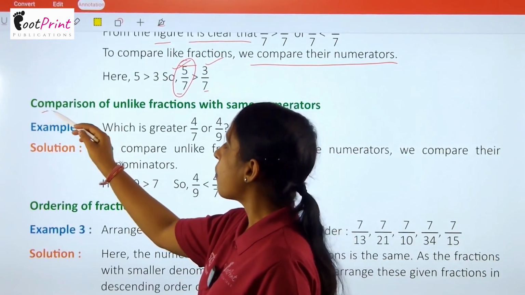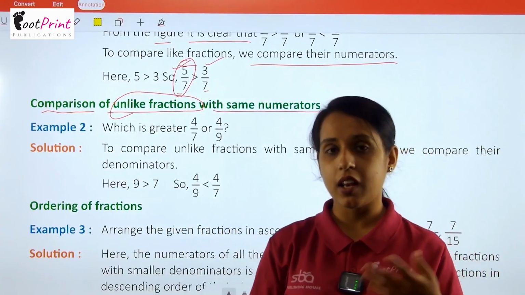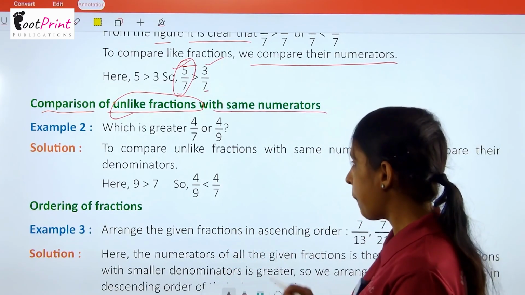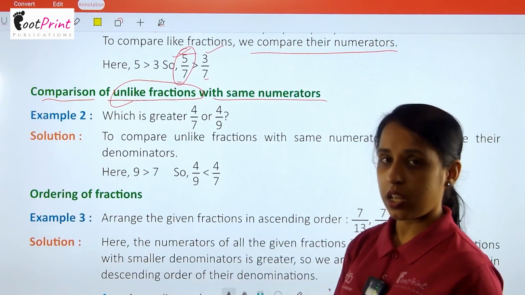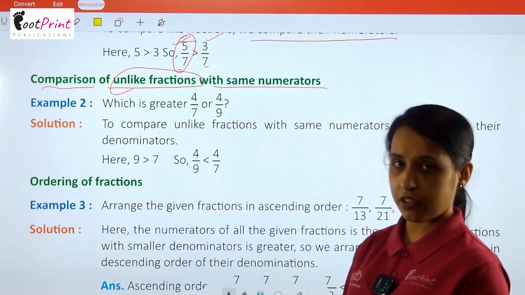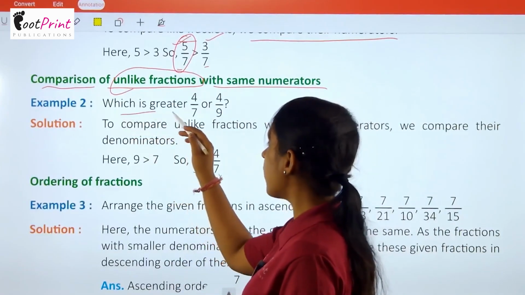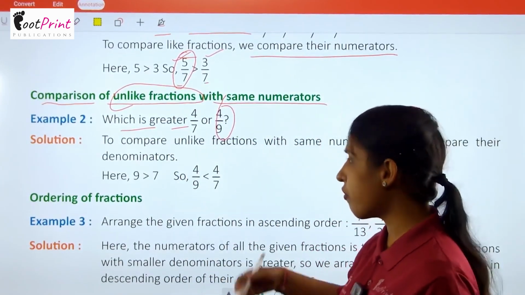Next, कंपैरिजन ऑफ अनलाइक फ्रैक्शंस विद सेम न्यूमरेटर. अब हमें पता है अनलाइक फ्रैक्शंस भी होते हैं जिनके डिनोमिनेटर अलग अलग होंगे. ठीक है, डिफरेंट होंगे. इसमें हम देखेंगे, इनके न्यूमरेटर तो सेम हैं लेकिन डिनोमिनेटर अलग अलग हैं. ऐसे अनलाइक फ्रैक्शन जिनके न्यूमरेटर सेम होते हैं. तो विच इज ग्रेटर 4/7 और 4/9. यहाँ पे हमें बताना है 4/7 बड़ा है या 4/9.